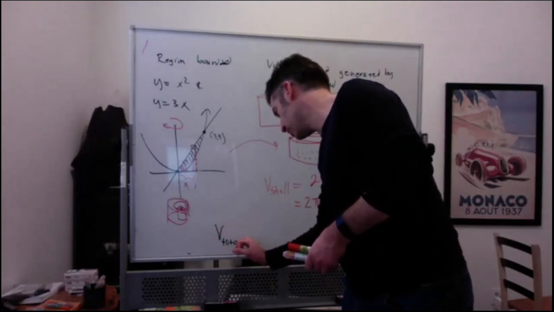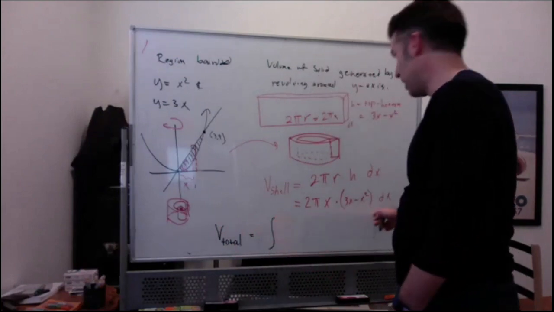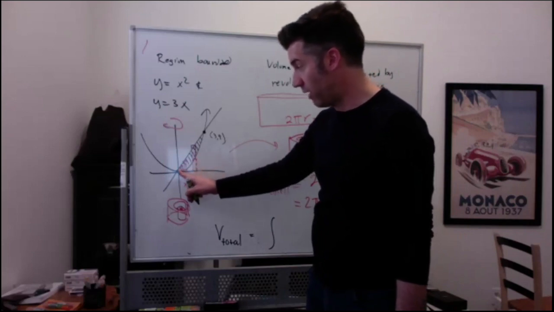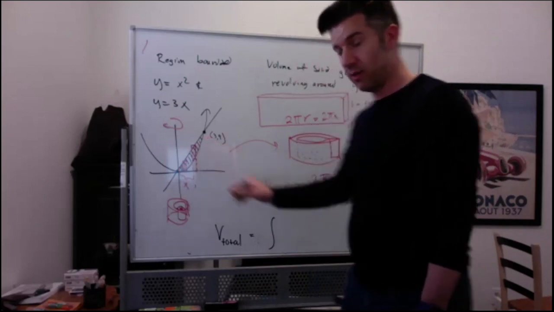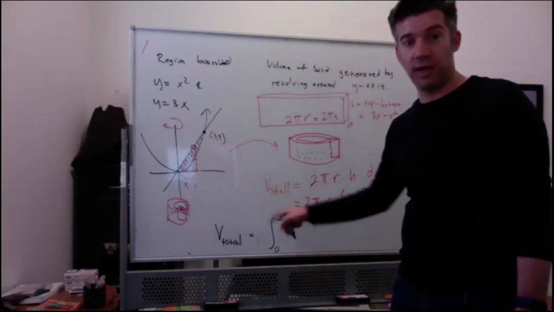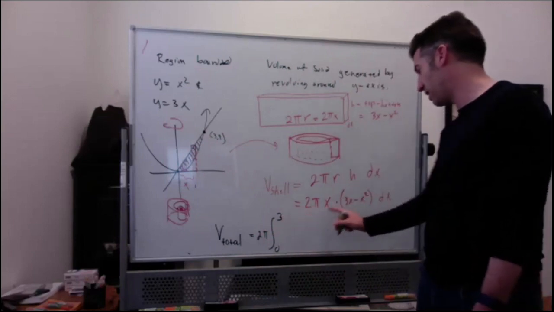I'm going to write total a little bit nicer. Total is going to equal the integral of this mess, where my strips go as far left as 0 and as far right as 3. Most of the time we pull out this 2 pi in front. So I get 2 pi times the integral from 0 to 3 of x times this.